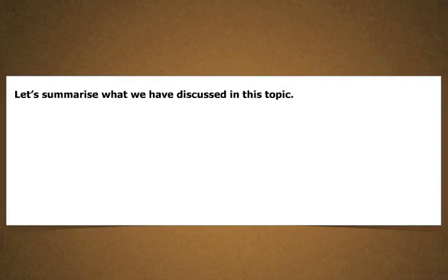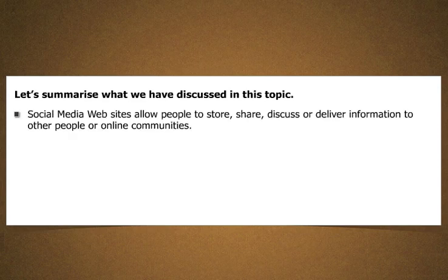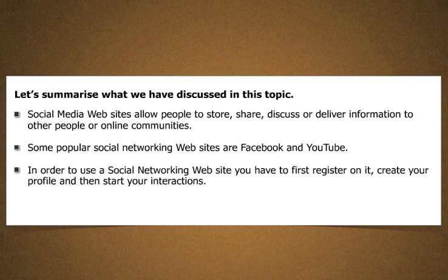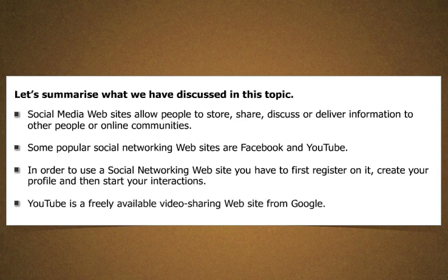Let's summarize what we have discussed in this topic. Social media websites allow people to store, share, discuss, or deliver information to other people or online communities. Some popular social networking websites are Facebook and YouTube. In order to use a social networking website, you have to first register on it, create your profile, and then start your interactions. YouTube is a freely available video sharing website from Google.